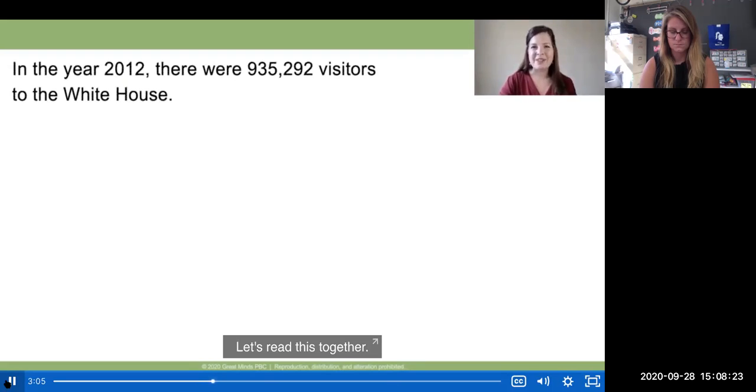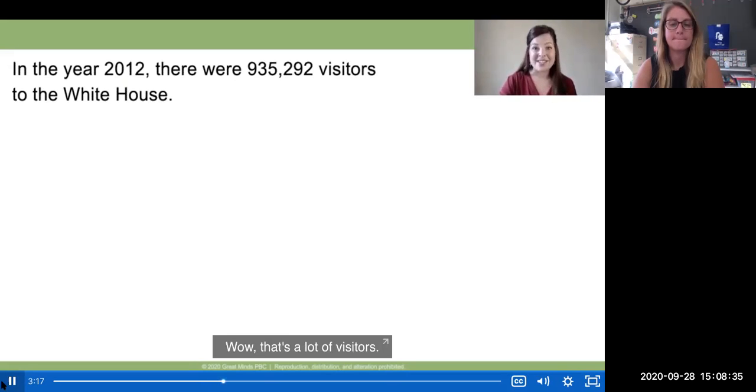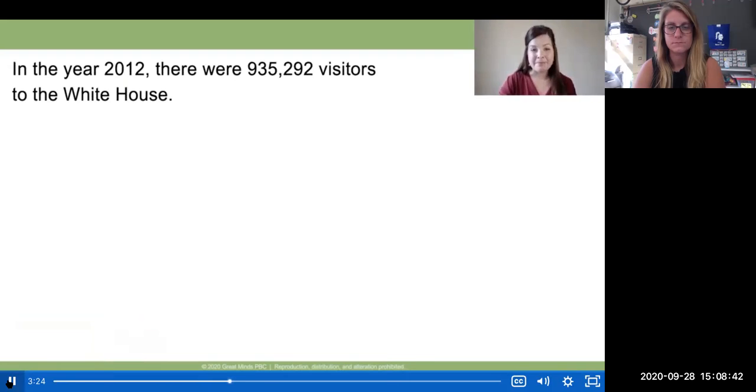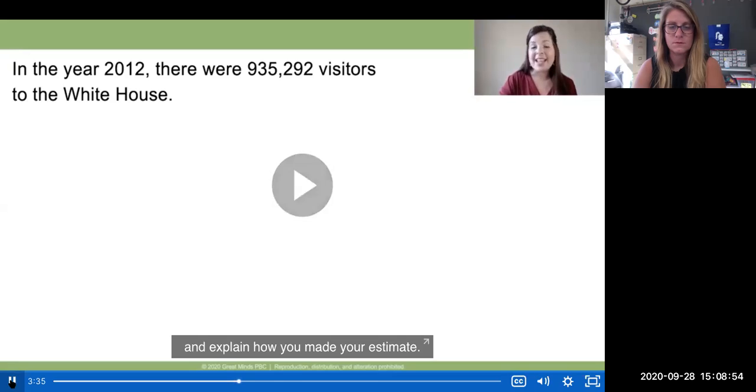Let's read this together. In the year 2012, there were 935,292 visitors to the White House. Wow, that's a lot of visitors. Now let's assume that each of the visitors will be given a White House map. Pause the video and use this information to predict how many White House maps would be needed in 2013, and explain how you made your estimate.